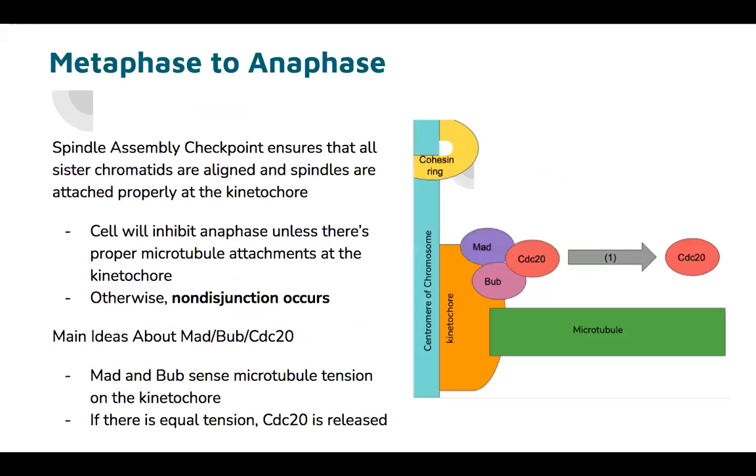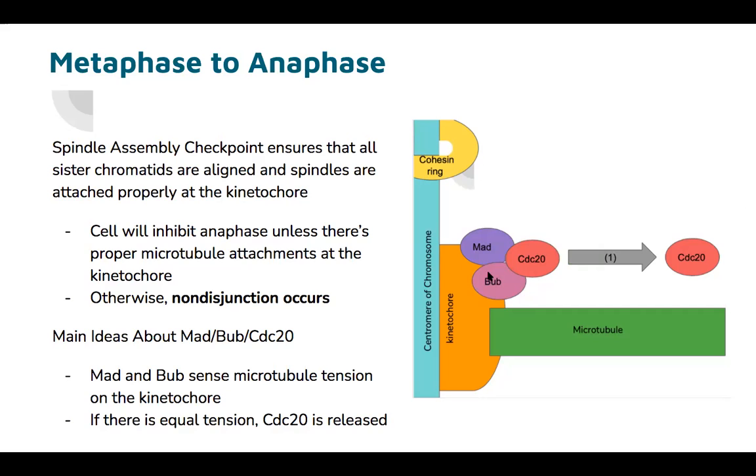From metaphase to anaphase is where the spindle assembly checkpoint is, which ensures that all of the sister chromatids are properly aligned along the metaphase plate, and that the spindles are attached properly to the kinetochores, so that when anaphase does occur, nondisjunction doesn't happen and all the chromosomes get separated. So the cell will inhibit anaphase unless there are proper microtubule attachments at all of the kinetochores. Otherwise, like I said, nondisjunction will occur.